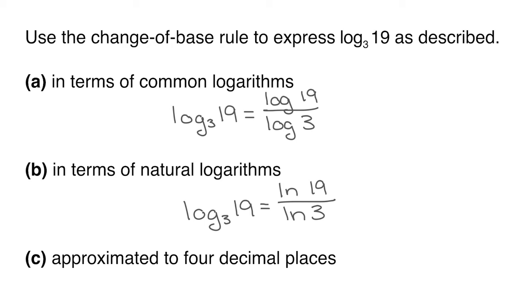And in part C, we're asked to approximate to 4 decimal places. We can do this using either the expression that we found in part A or the expression that we found in part B and use a calculator. So we can evaluate the common log of 19 divided by the common log of 3, or we can take the natural log of 19 divided by the natural log of 3. Either way, we will find that the log base 3 of 19 is approximately equal to 2.6801.